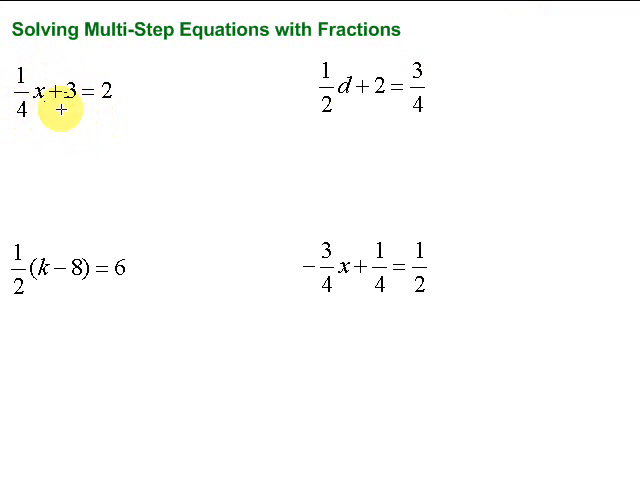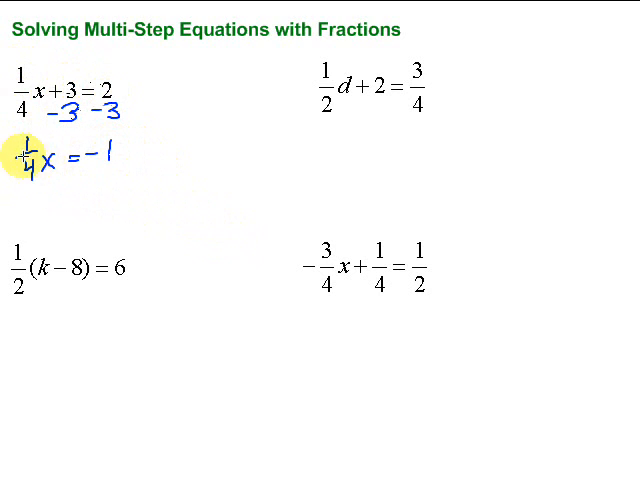We want to get rid of that plus 3 first, so we're going to subtract 3 from both sides of our equation. Bring down what's left. 1/4 x. The 3's cancel out. And then we have 2 minus 3, which is -1.